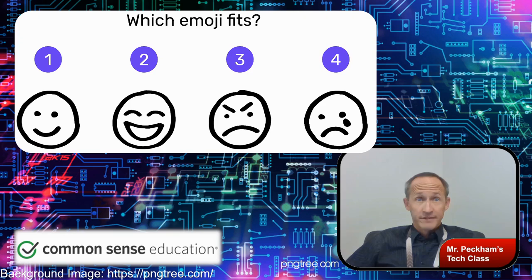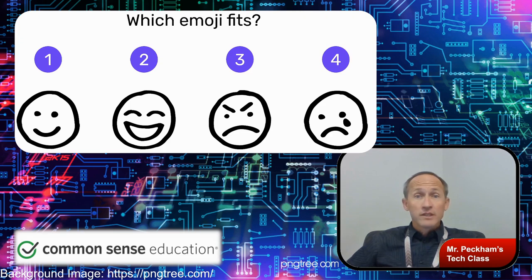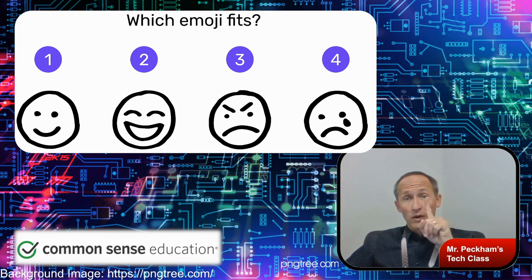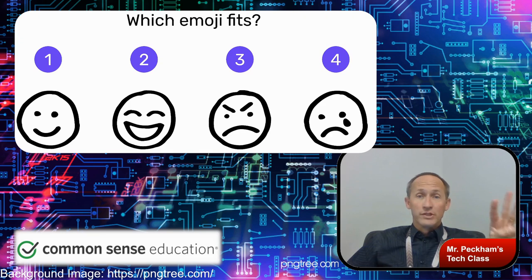Okay, so our first activity. See those emojis up there? So what you're going to do is you're going to choose one that applies when I say a word, okay? So you're going to hold up 1 for number 1, 2 for number 2, 3 for number 3, or 4 for number 4. Yes, you're answering with your fingers, not with your mouth, okay? Listen carefully. Hello. Okay, you heard me say hello, right? Now, which one did you choose? Was it 1? Was it 2? Was it 3? Or was it 4?